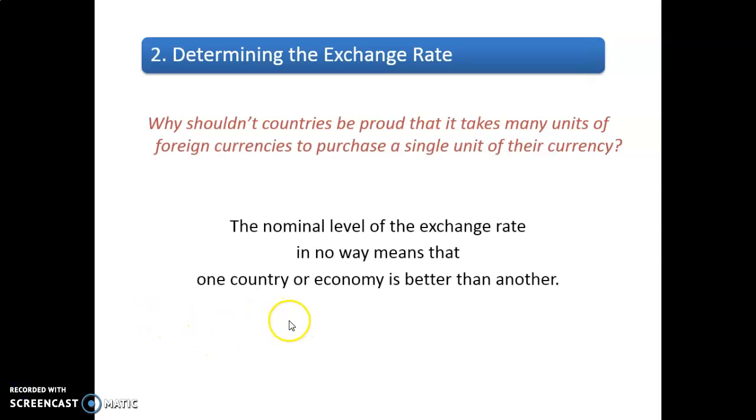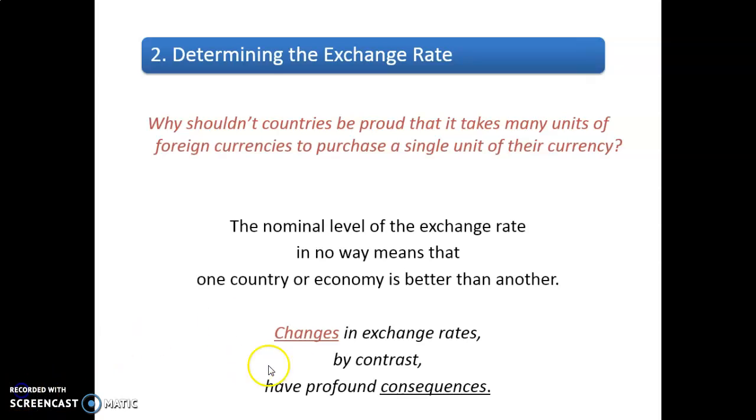Also, the nominal level of the exchange rates in no way means that one country's economy is better or stronger than another. Just because your currency appreciates doesn't necessarily mean that your country is better. It just means that goods are going to be priced differently, and the import and export ratio is going to change. However, changes in exchange rates, by contrast, have profound consequences, because, like we showed earlier, it can have a dramatic effect on whether the goods that your country is producing are going to be more expensive or less expensive for purchase, and that can affect your trade and your trade imbalance.